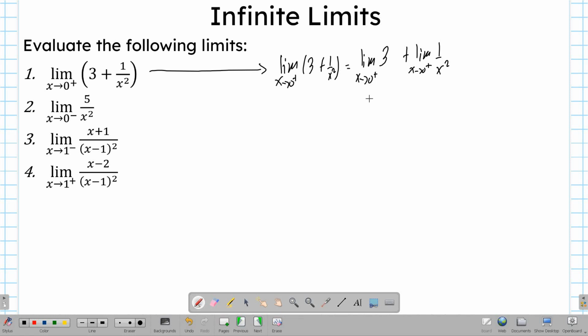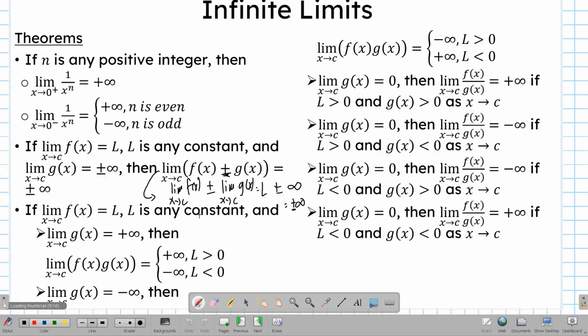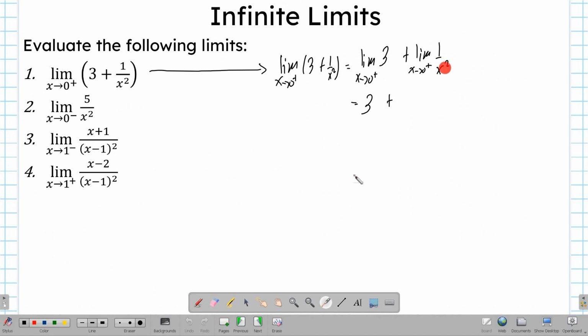We know that the limit of any constant is the constant itself, so that's 3, plus this, based from our previous theorem, since it approaches 0 from the right, it will always be positive infinity. So this becomes 3 plus positive infinity, which we know will end up as positive infinity. Therefore, we say that the limit of 3 plus 1 over x squared as x approaches 0 from the right would be equal to positive infinity.